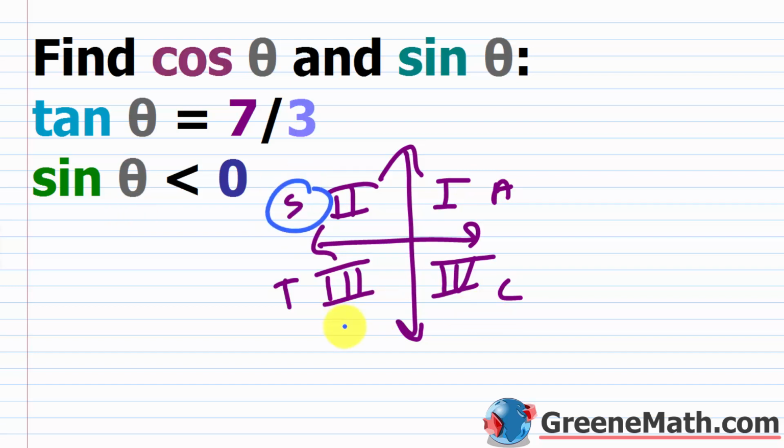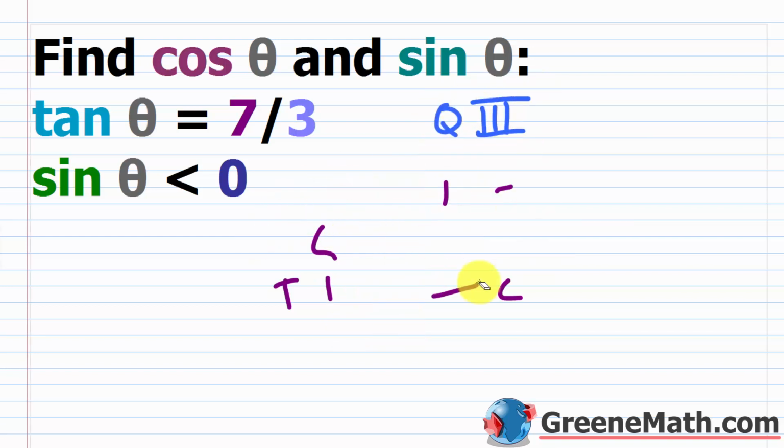So we know that we're in quadrant 3 because it meets both criteria, right? It's going to be positive for the tangent of theta and negative for the sine of theta. So we will be in quadrant 3, okay? So keep that in mind when you get stuff to know whether it's positive or negative.